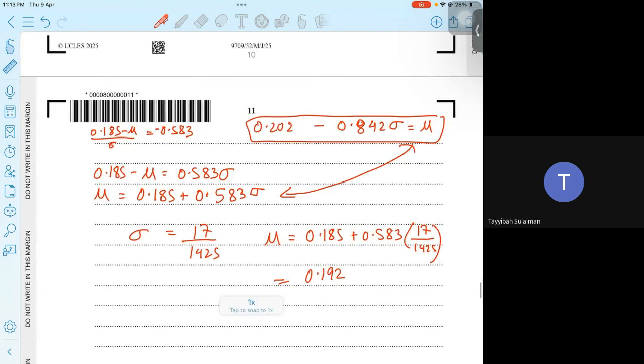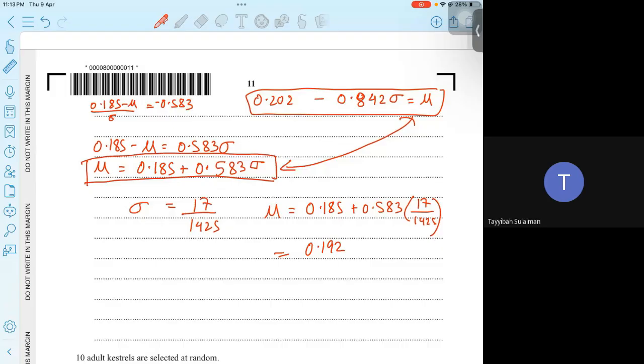If you just equate these equations, you're going to get this, okay? These are the two equations that we have. You just put them as equals and then you solve the equation. Does anyone require any extra explanations? Okay, perfect. So this is mu and this is sigma.